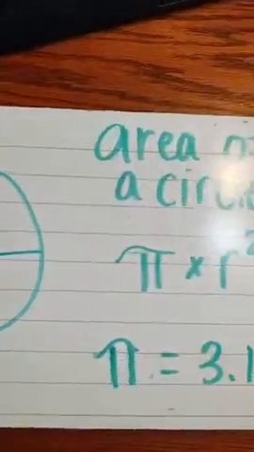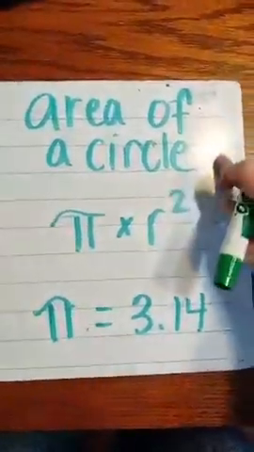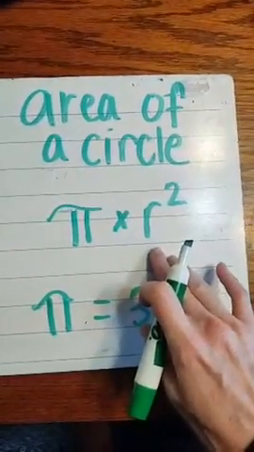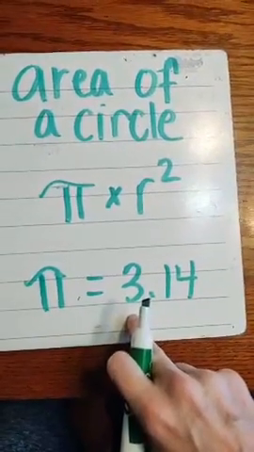Sixth graders, we're back and we're going to talk about the area of a circle today. There are some important things to remember, so let's get started. I have my circle here, and over here I have my formula. The area of a circle: we take pi times the radius squared. And I reminded us that pi is 3.14.